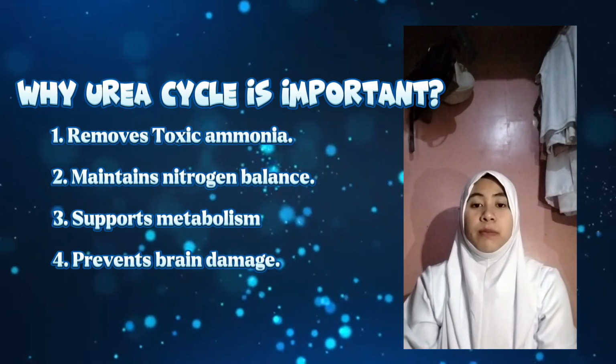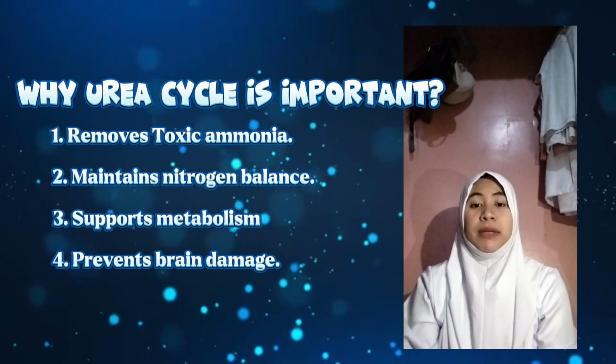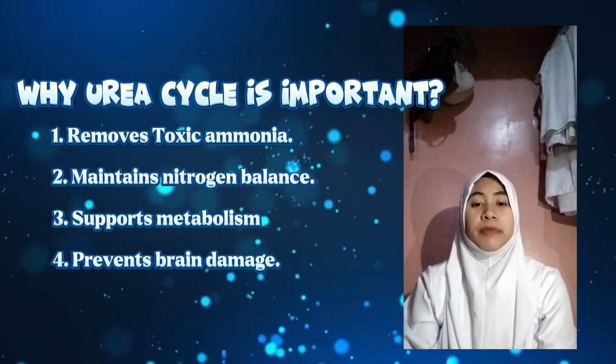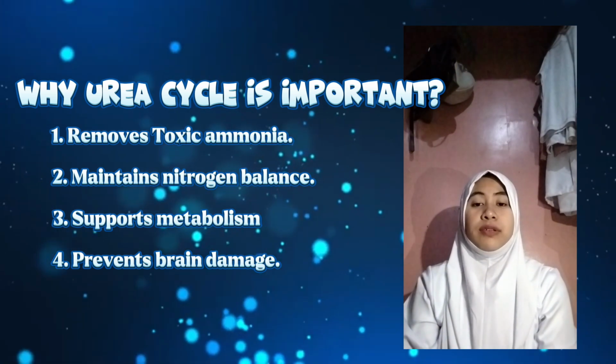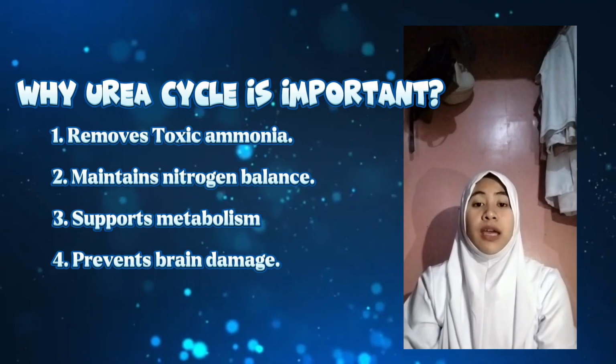This process not only protects the body from ammonia poisoning, but also helps maintain nitrogen balance, which is essential for proper metabolism and overall health. Without the urea cycle, the body would not be able to handle the byproducts of protein breakdown safely.